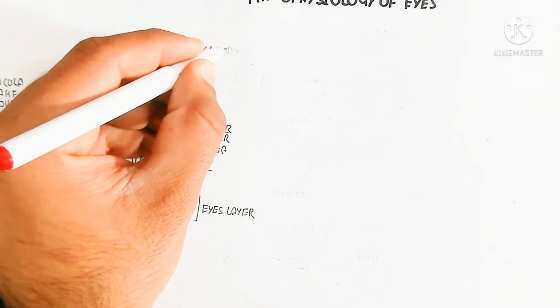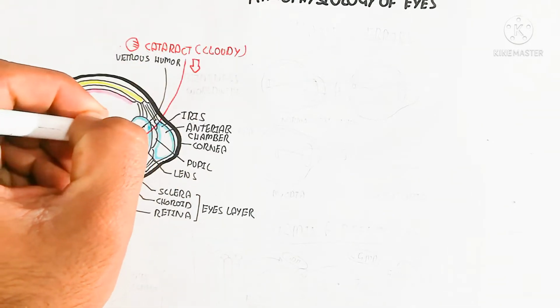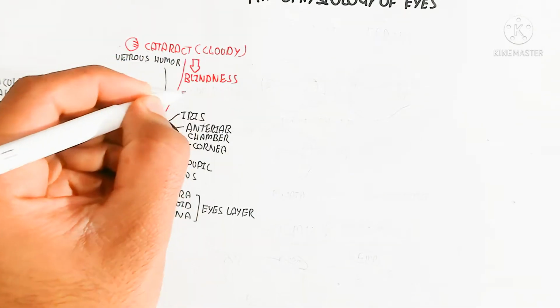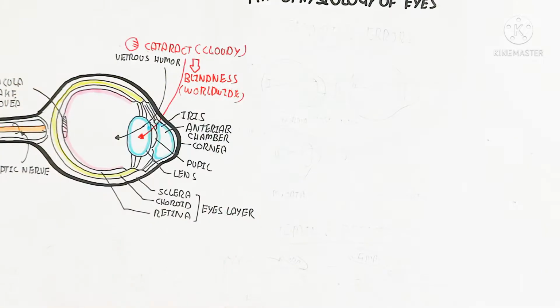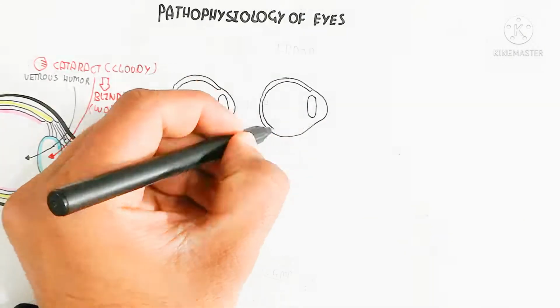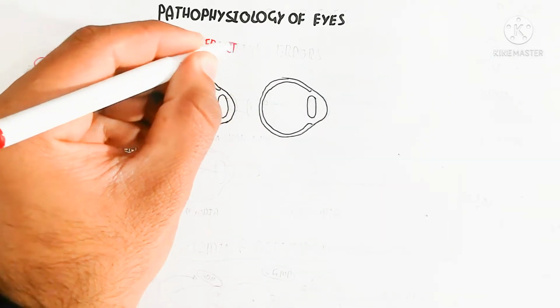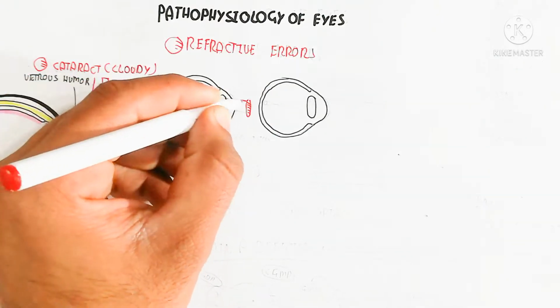Cataract is basically a cloudy part of the eye lens, and it creates blindness. Worldwide, cataract is very common, and it can be cured by surgery, but it depends. Here are the optic nerves as well as other things.